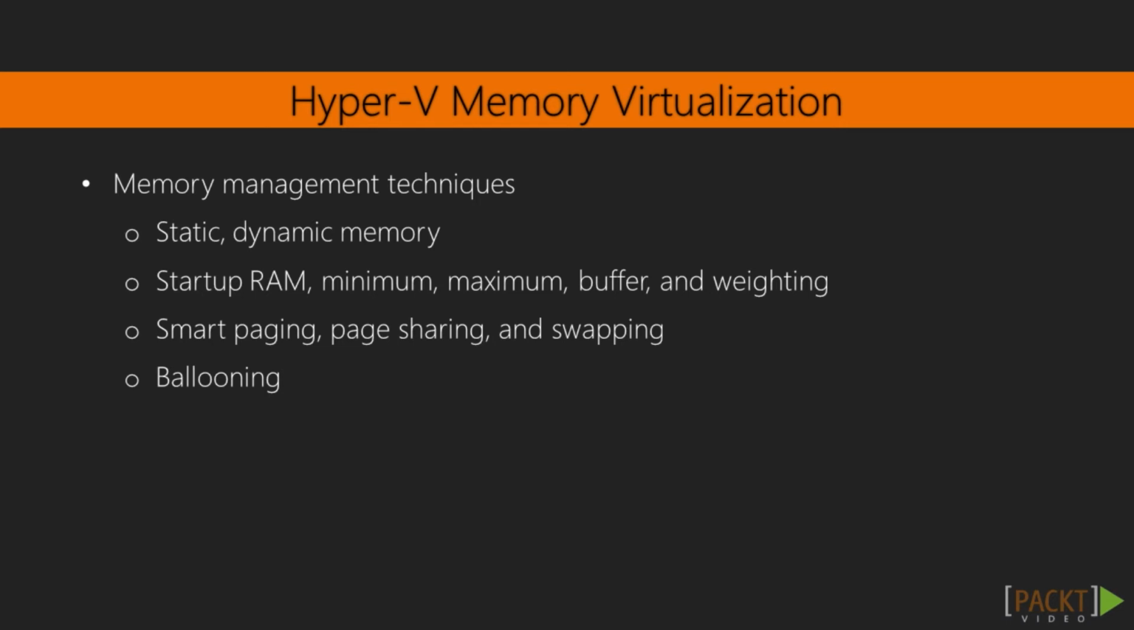Dynamic memory allows you to configure a range of memory values, including the startup RAM, minimum and maximum RAM, which allows Hyper-V to dynamically manage the memory that the VM uses, leaving unused memory available so that Hyper-V can assign this unused memory to other VMs.